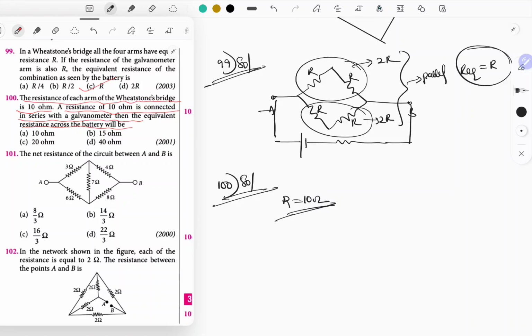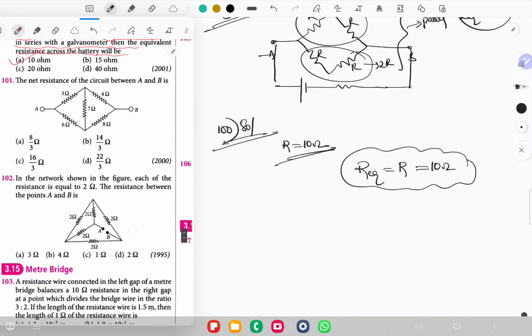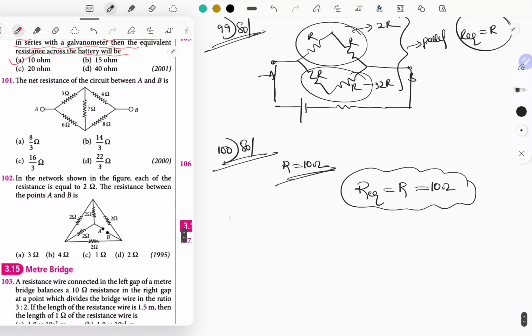So the resistance of each arm of the Wheatstone bridge is 10 ohm in question number 100. In 99 it is R. So what's going to be R equivalent as seen by the battery, which is equal to R itself, and that is 10 ohm. Question number 99 and 100 both are the same. So option A is the correct answer for this question. Okay, understood? So let's solve question number 101.